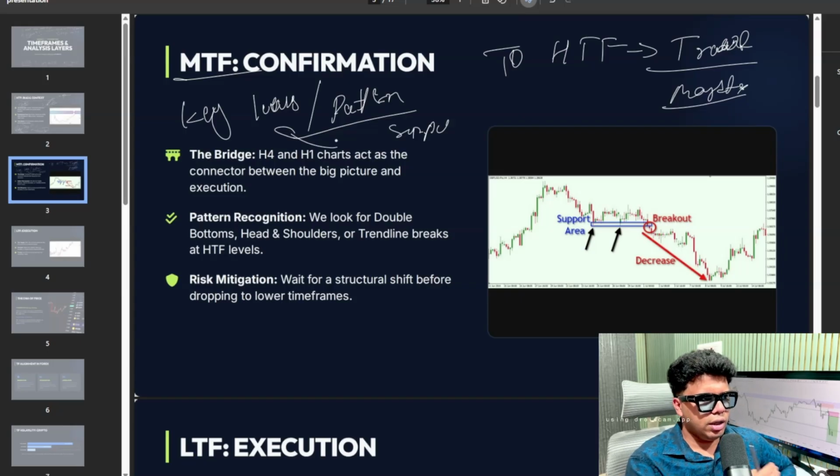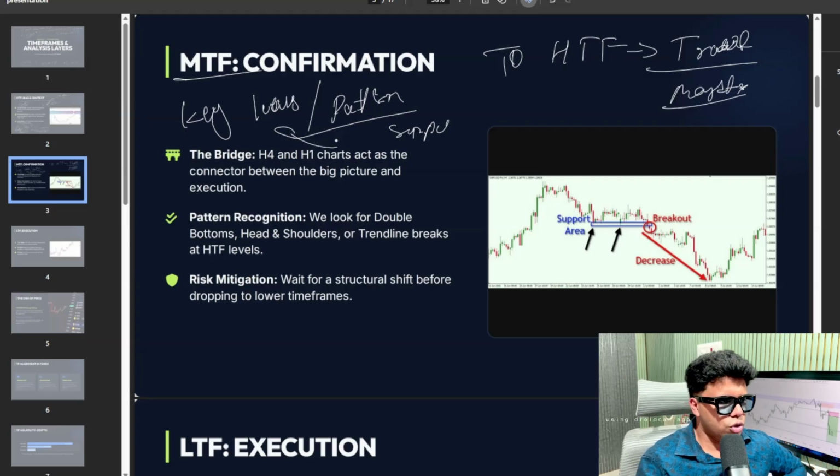We do the analysis and find these in the medium time frames, or we can find patterns. If you are a price action trader or a pattern trader, you need to identify patterns like head and shoulders, double top, double bottom, reverse head and shoulders, flag patterns, rectangle patterns, and triangle patterns. You identify these patterns in the medium time frames. It's a bridge between the higher time frames and the lower time frames, and it gives more clarification about your trade setups.